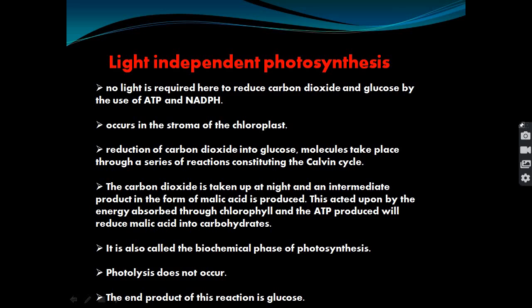In this, unlike light dependent photosynthesis, photolysis does not occur. That is, here the water molecule will not be broken down into hydrogen and oxygen. The end product of this reaction is glucose. So this is all about light independent photosynthesis.